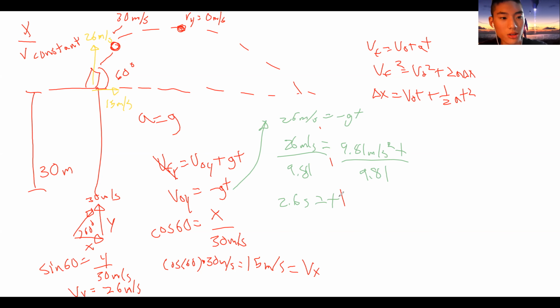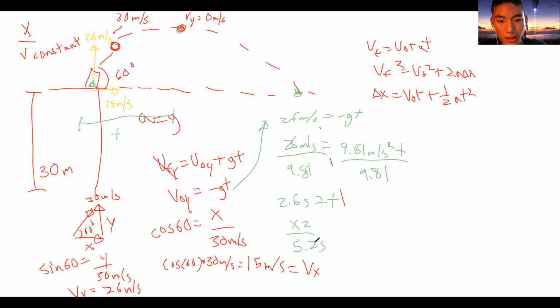But that time is just from this projectile when launched at here to here. However, that projectile does come back down. So what we would do is take that time and multiply it by 2. And what does that give us? That's 5.2 seconds.